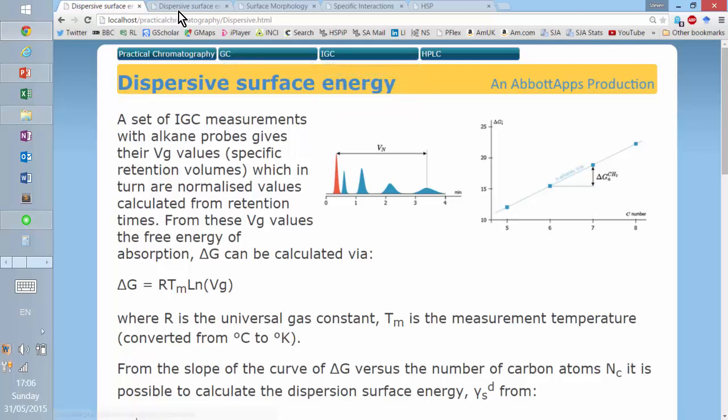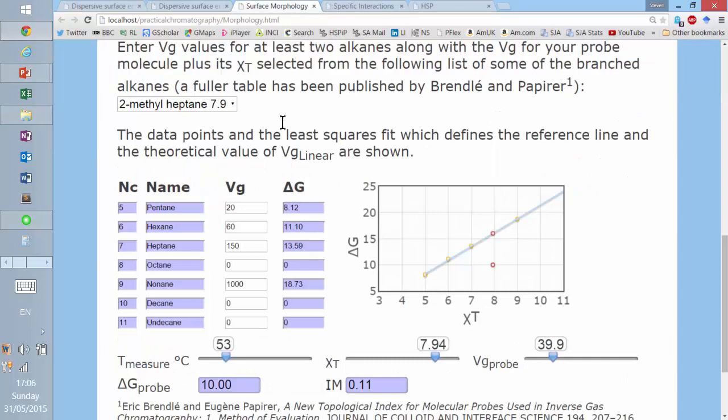So that's just dispersive surface energy. What about surface morphology? Well, there's been a paper published by Brendley and Papire which says let's find a bunch of standard materials, pentane, hexane, heptane, and so forth, and there's the graph that we saw before. And let's put in a probe which has some branching in it, for example 2-methylheptane. So it will not be able to fully fit onto the surface, and if there's a rough surface, it'll be less able to fit into the roughness than if it was on a smooth surface.